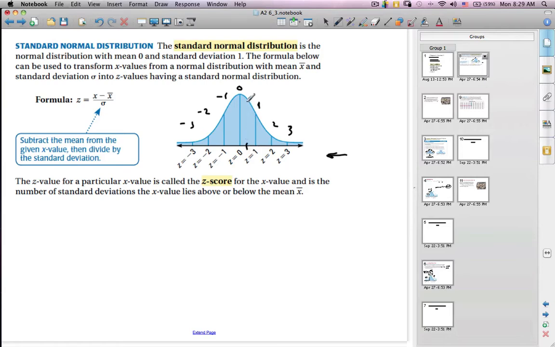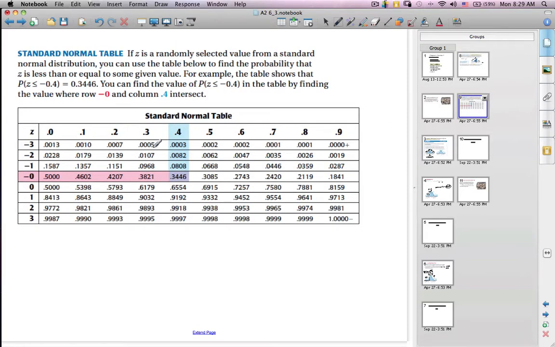I need to know, right? I might want to know the probability that it's less than this. So if I come back over here and I go, oh, here's 0.4, I can find that probability. Okay, does that make sense to everybody? So I can use this table to find out that it's less than or equal to a specific value.